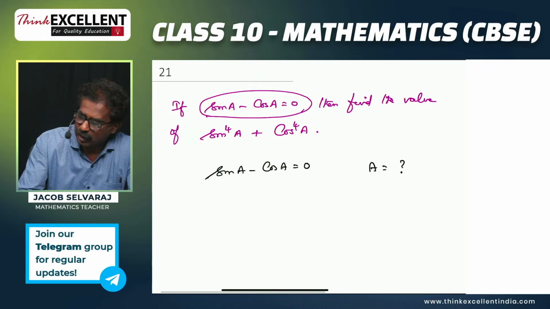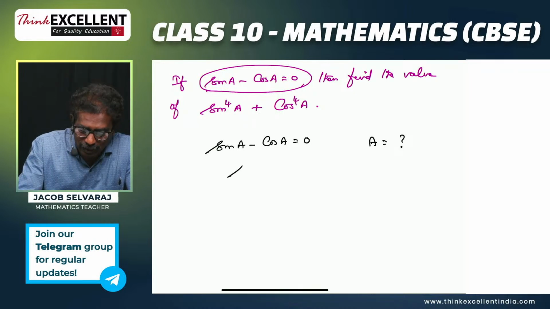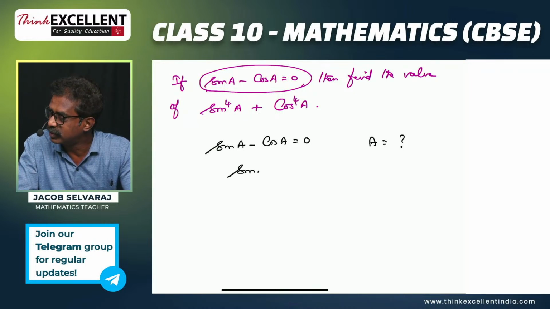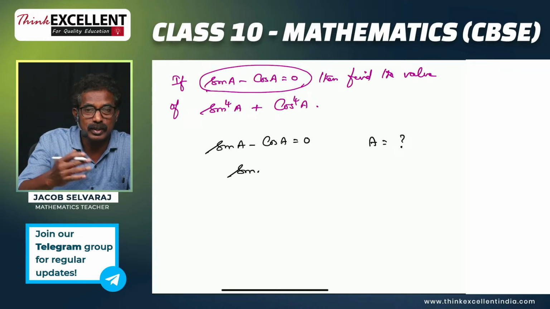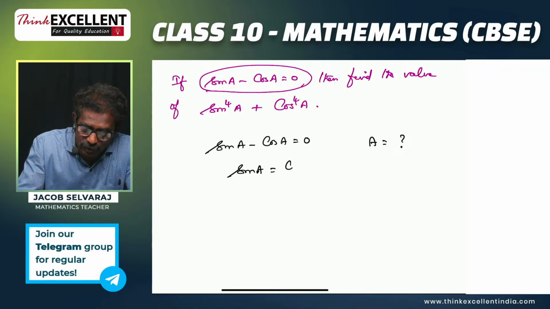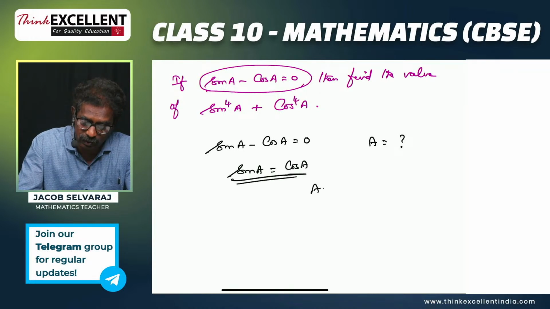Look at this. Already we discussed this one. Take minus cos a to the right side. What you'll get? Yes, your answers are right. Very good. If I take minus cos a to the right side, you are getting sin a equal to cos a, right? So we did this so many times. Sin a and cos a equal means a is equal to 45.